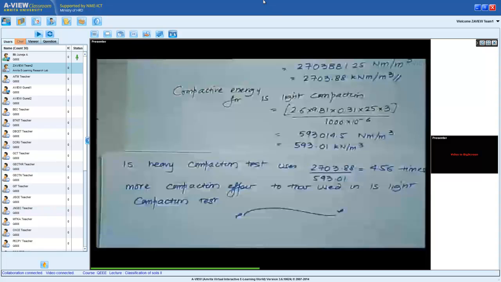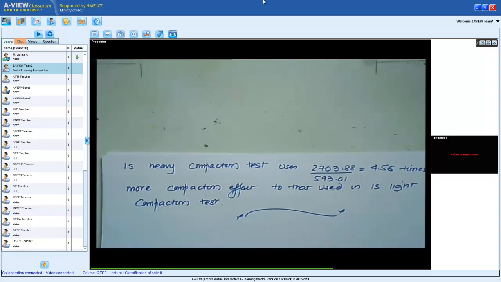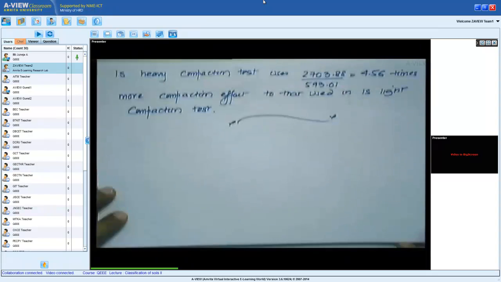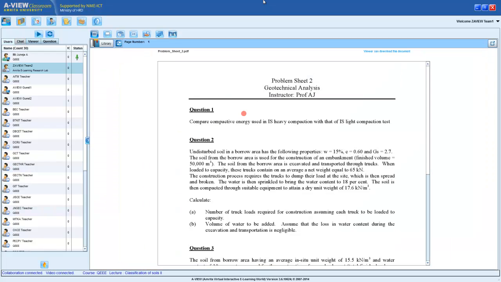If you're happy with this, I would like you to go through question number 2. It's a pretty long one. The question is slightly long, but believe me, the answer is fairly simple. What you have is a borrow area. Borrow area is the source area wherein you bring in earth from somewhere and then use it at your site.